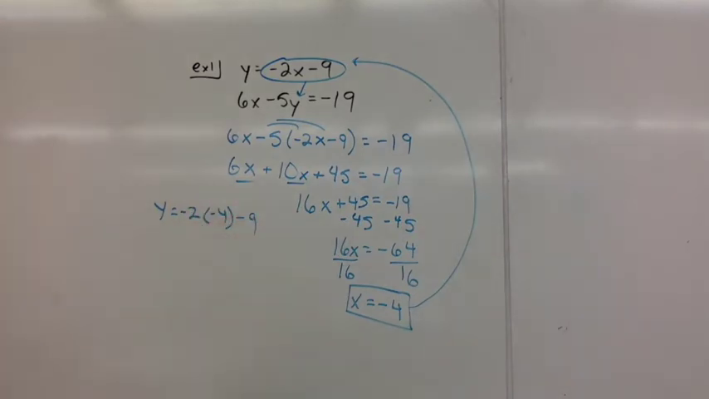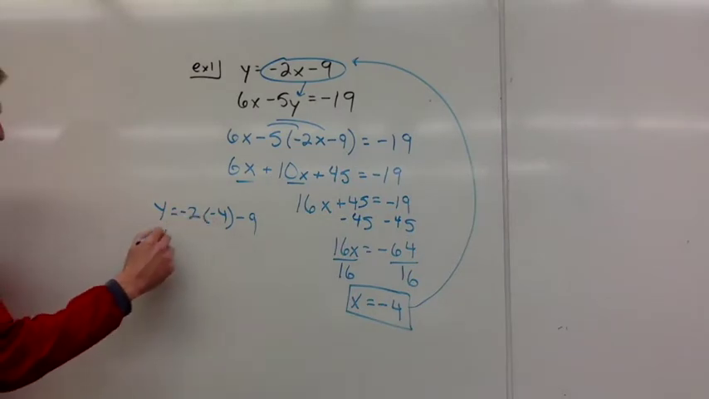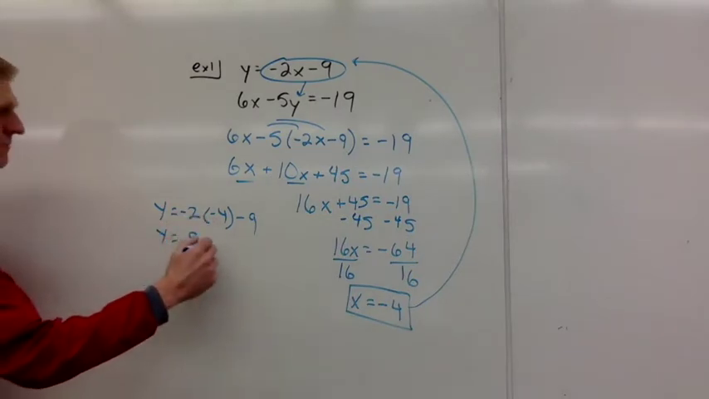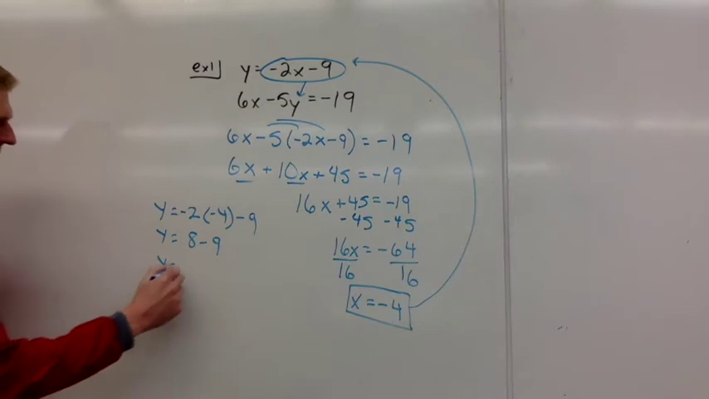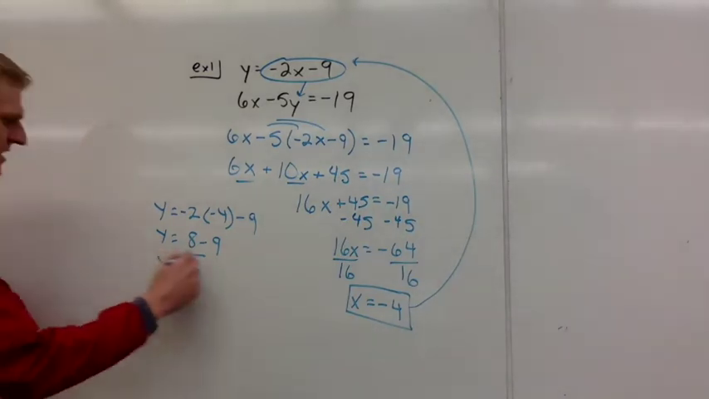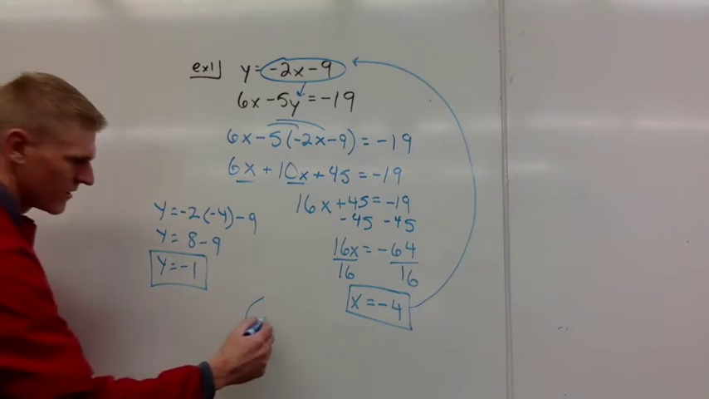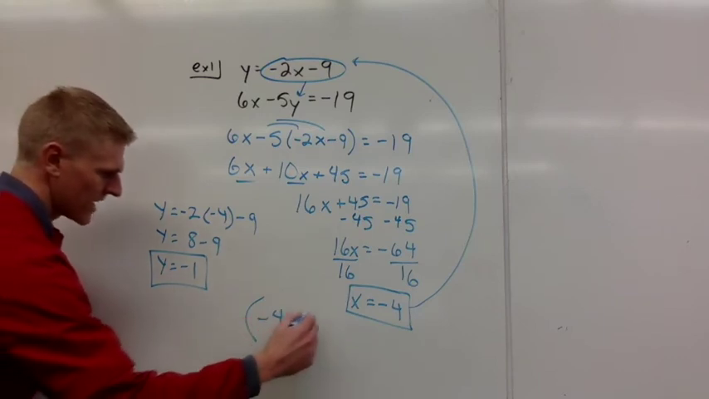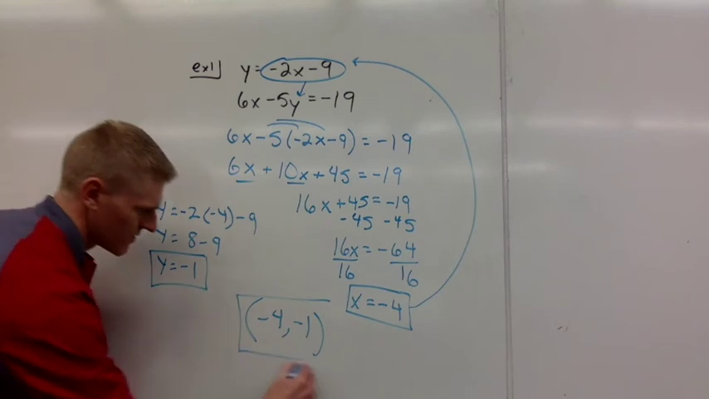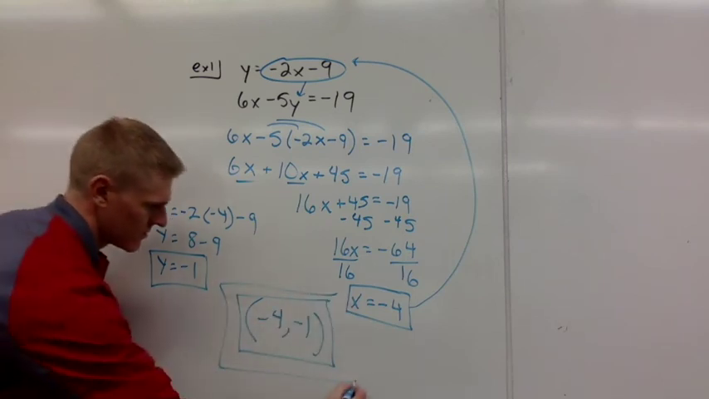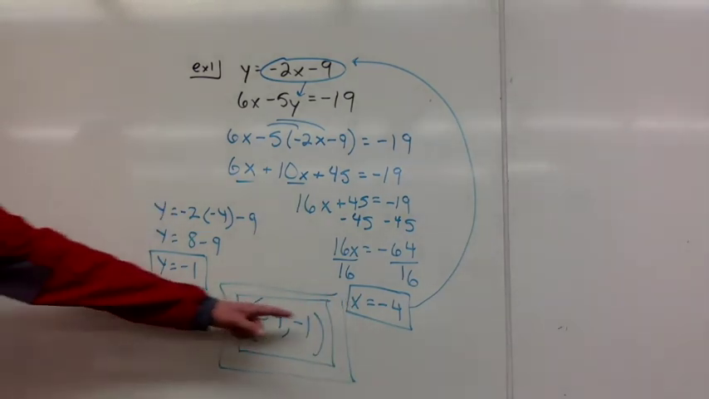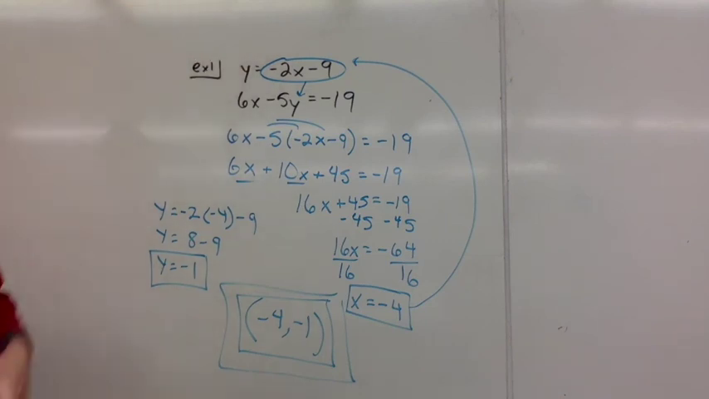And you'll end up finding y. Negative 2 times negative 4 is a positive 8. Minus 9 is a negative 1. So your ordered pair answer, this is not your answer. Your answer is an ordered pair, negative 4, negative 1. This is what we need to see somewhere on your page. So this x, y combination is what you would plug in and would work for both.